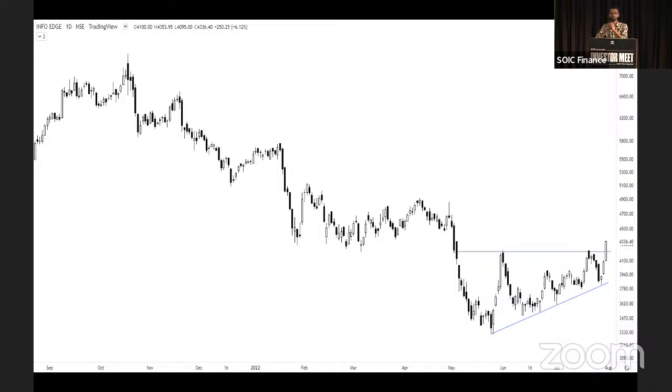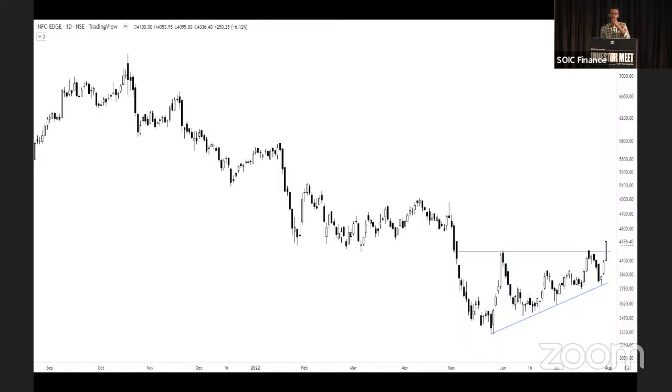If you want to read the book, there is a book written by Thomas Bulkowski, Encyclopedia of Chart Patterns. He has a website also, thepatternsite.com. On it, all the patterns are listed. So ascending, descending, symmetrical can break in either direction.